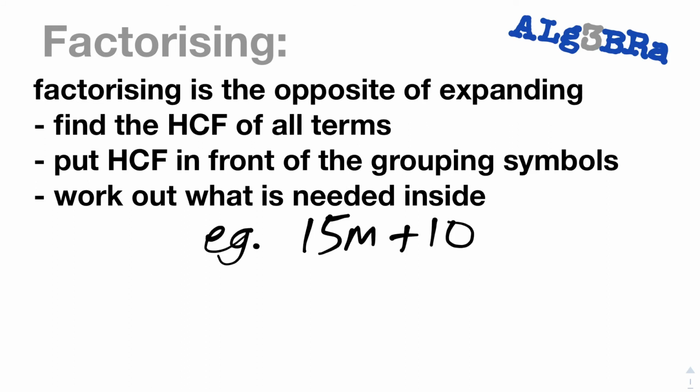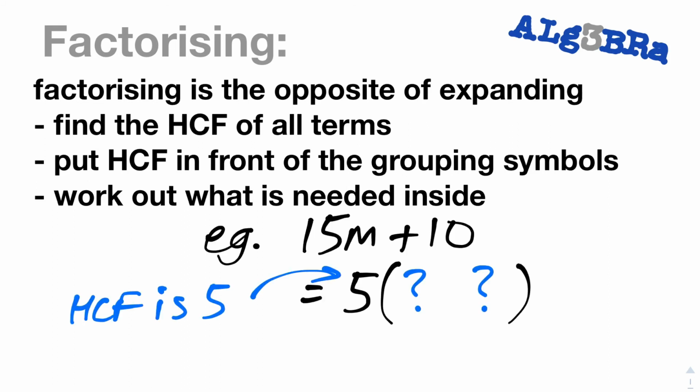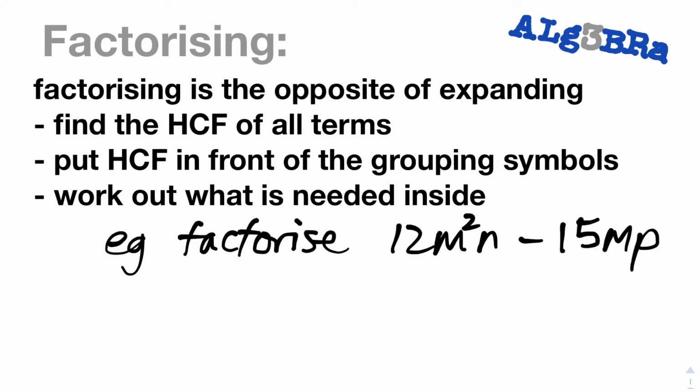So in this example, we see that the highest common factor is 5 and we put it outside of the grouping symbols. So here we would need 5 lots of 3m to give us 15m and 5 lots of 2 to give us 10. We are done.